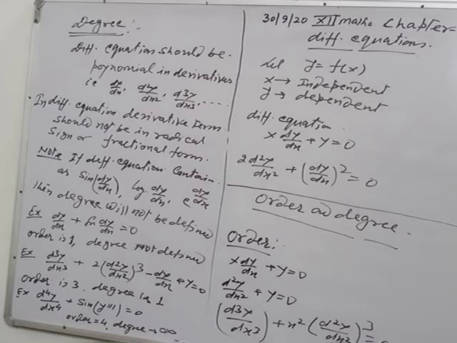But when you find the degree, see the derivative term. The derivative term should be polynomial and should not contain sine of dy by dx, log of dy by dx, e power dy by dx. Here in the example, dy by dx plus sine of dy by dx equals 0, the equation contains sine of dy by dx. So degree is not defined and order is 1. In next example, d3y by dx3 means third order derivative, plus 2 times (d2y by dx2) whole cube minus dy by dx plus y is equal to 0.